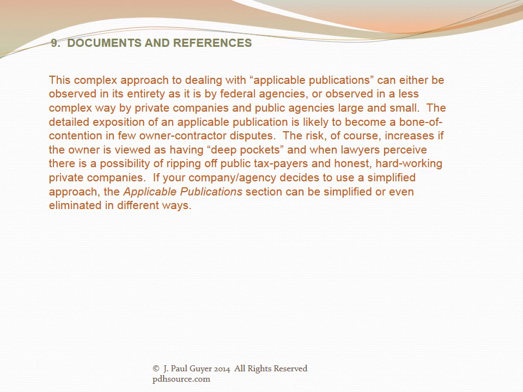The detailed exposition of an applicable publication is likely to become a bone of contention in few owner-contractor disputes. The risk, of course, increases if the owner is viewed as having deep pockets and when lawyers perceive there is a possibility of ripping off public taxpayers and honest, hard-working private companies. If your company or agency decides to use a simplified approach, the applicable publication section can be simplified or even eliminated in different ways.